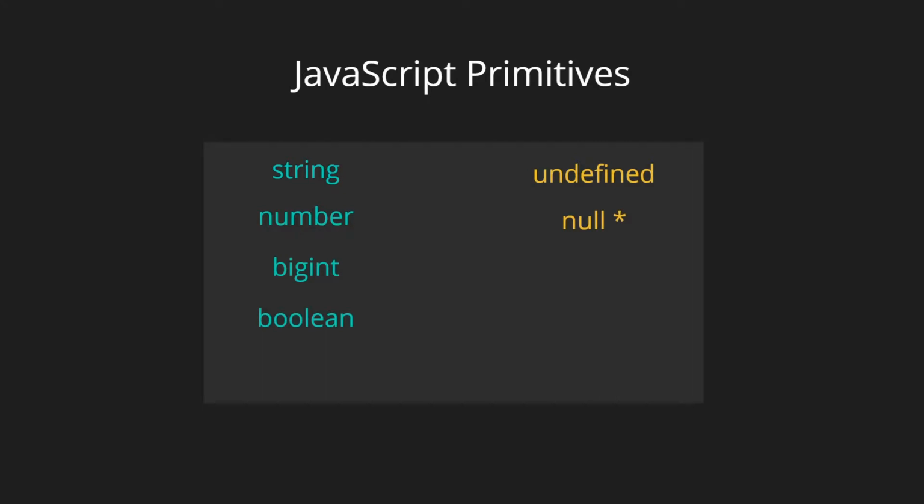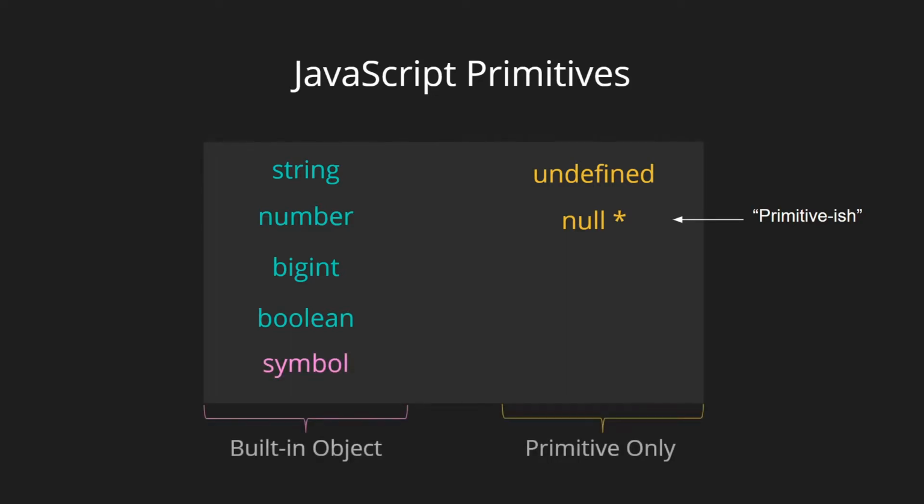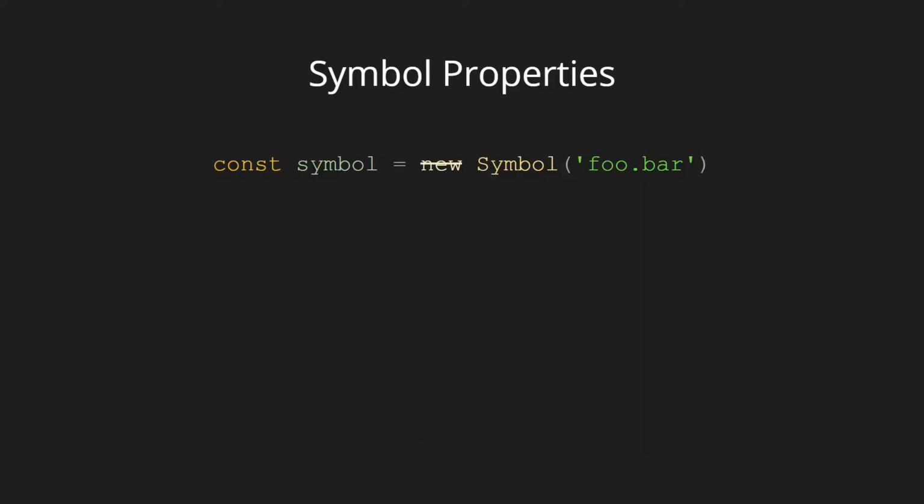Let's start with all the primitives of JavaScript. They include string, number, big int, boolean, undefined, and null. Null is a special case where it behaves like a primitive, but it isn't officially considered one. If you want to know the nitty-gritty, please look at the MDN web docs. And of course, we have symbol. Each data type on the left comes with the wrapper object in JavaScript, which means they have their own methods and properties. The items on the right only come in their primitive form.